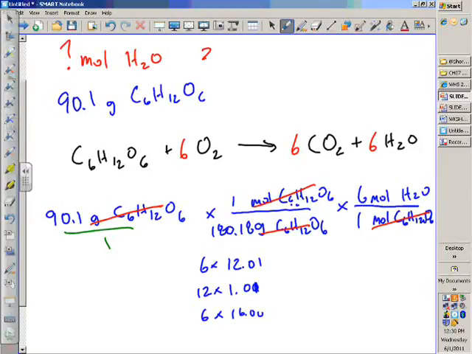When you do that, you should get 3 moles of water. Are we good there? Do we need a couple seconds to finish running it through the calculator? Right here.